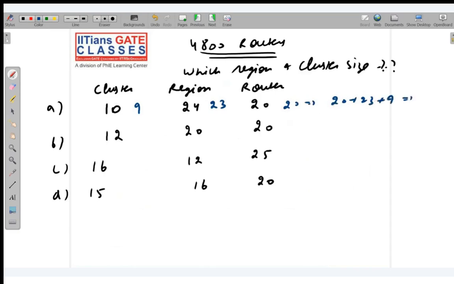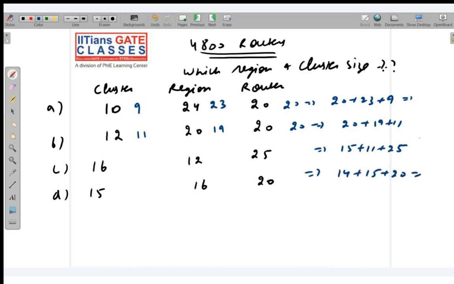You can add them up. Each router will have to do these many entries. So in the next case, 11, 19, and 20. So what you will have to do, 20 plus 19 plus 11. In the next case, then I will write now shortly, 15 plus 11 plus 25. Here 14 plus 15 plus 20. Now you add them, whichever is minimum, that is the answer.